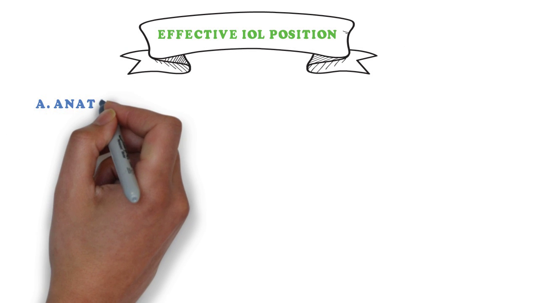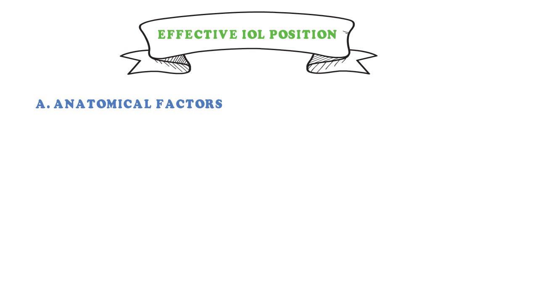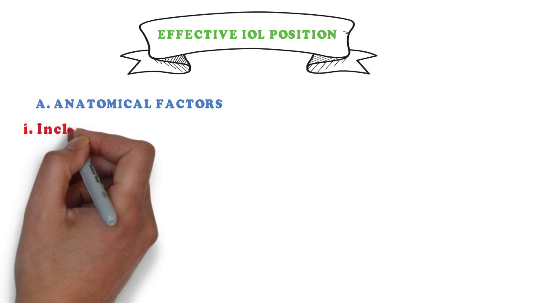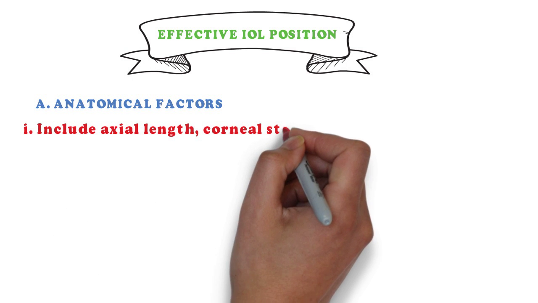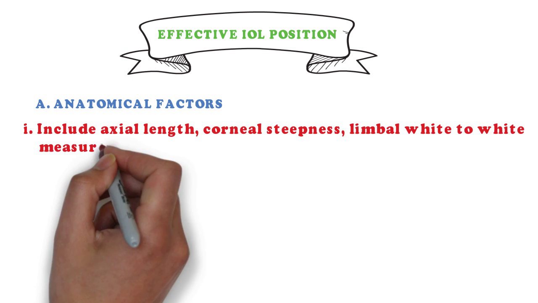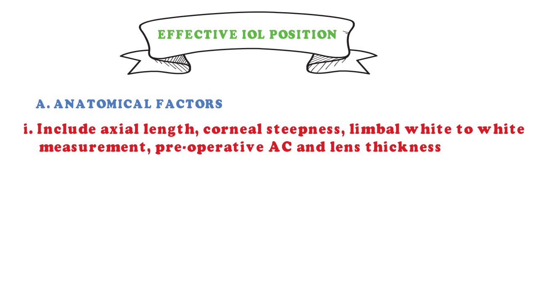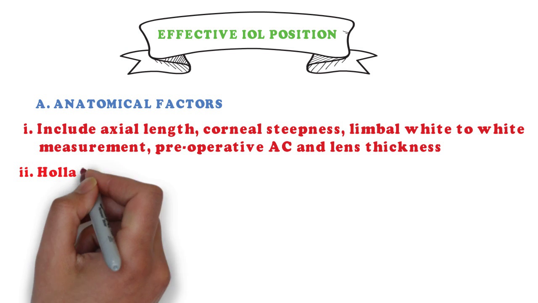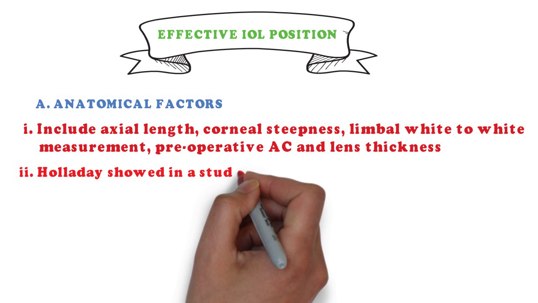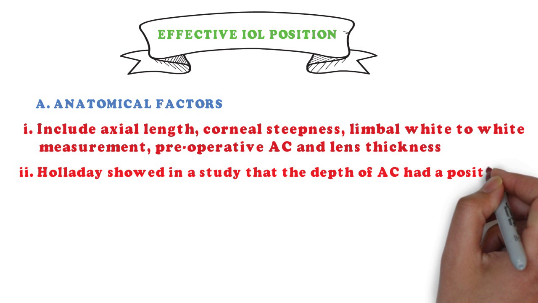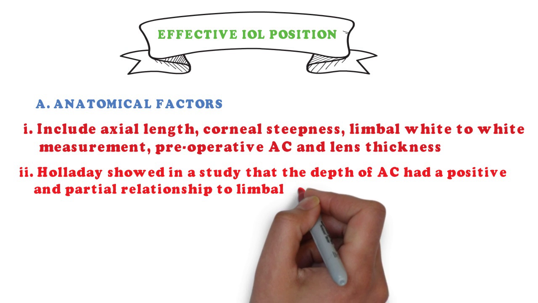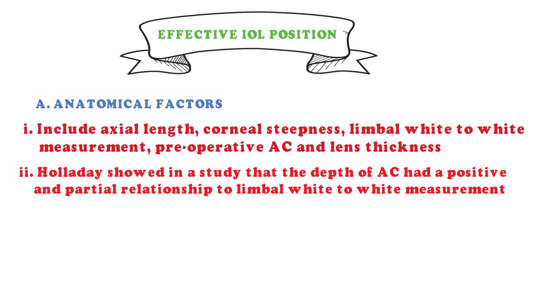Now let's study about effective IOL position. A. Anatomical factors. Anatomical factors include axial length, corneal stiffness, limbal white to white measurement, preoperative AC, and lens thickness. Faraday showed in a study that the depth of AC had a positive and partial relationship to limbal white to white measurement.